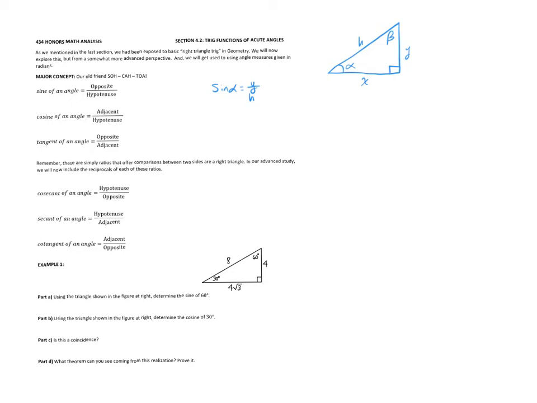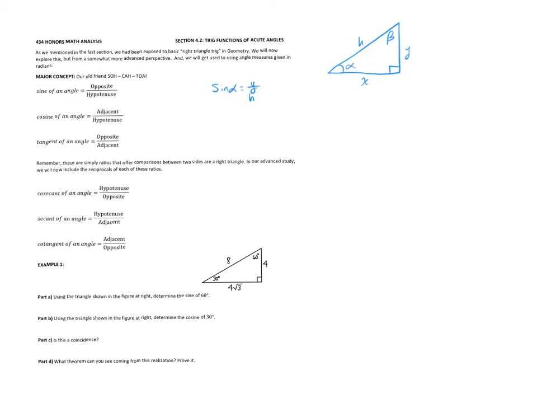And similarly, we have definitions for the cosine, which compares the adjacent side to the hypotenuse. So far we have two comparisons, the opposite compared to the hypotenuse and the adjacent compared to the hypotenuse. And then lastly, the tangent compares the two sides that have not yet been compared to each other, the opposite and the adjacent.